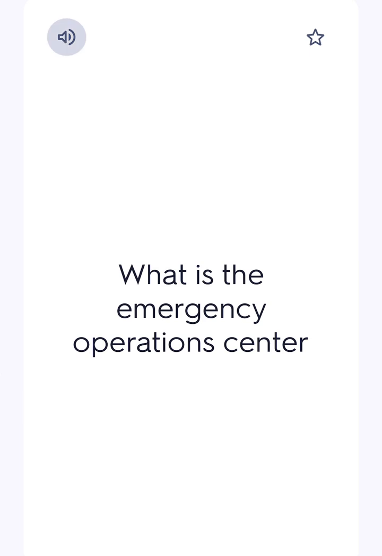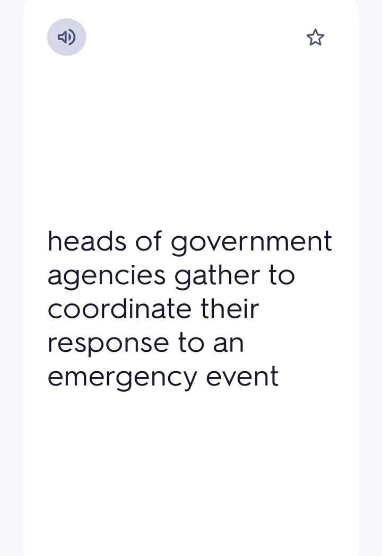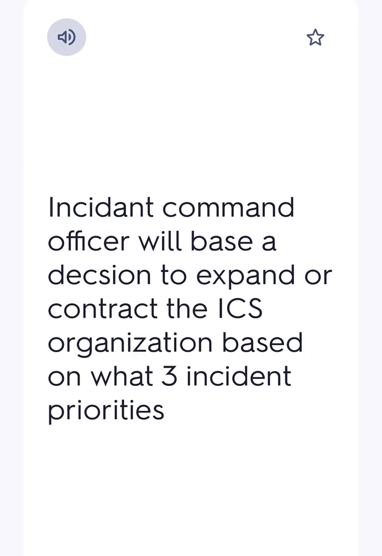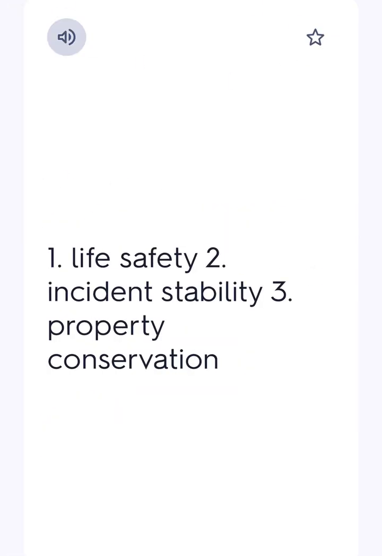What is the Emergency Operations Center? Heads of government agencies gather to coordinate their response to an emergency event. Incident Command Officer will base a direction to expand or contract the ICS organization based on what 3 incident priorities? 1. Life safety, 2. Incident stability, 3. Property conservation.